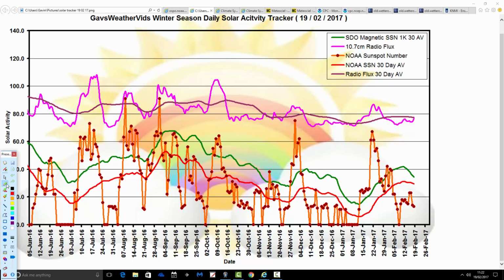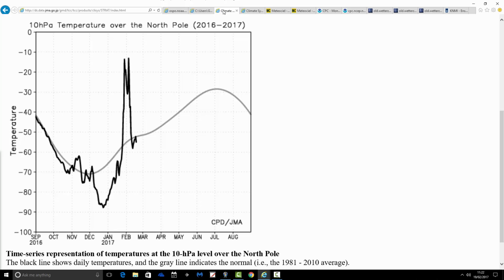We'll have several days, if not weeks and months really, that look like this, where we get no sunspot numbers appearing at all on the solar disk. So a couple of years and we can start thinking about an increased chance of northern blocking and colder winters.